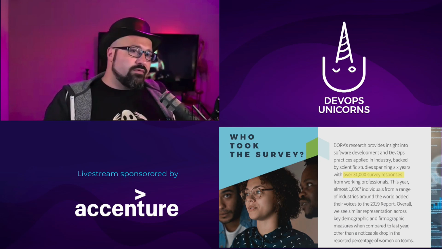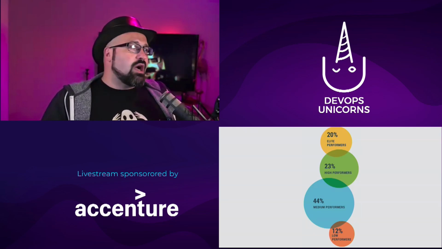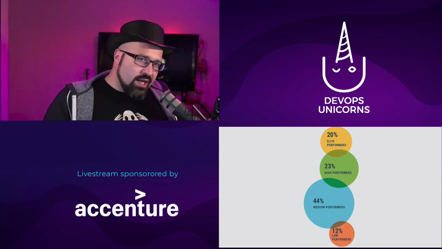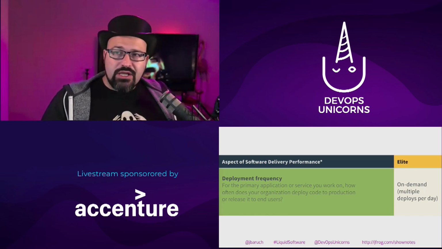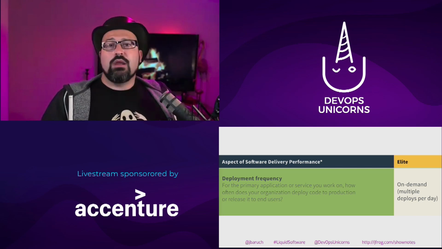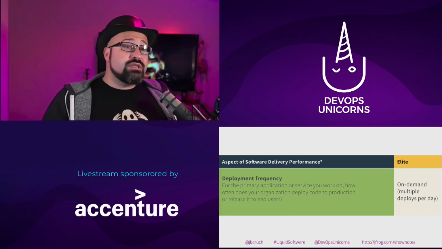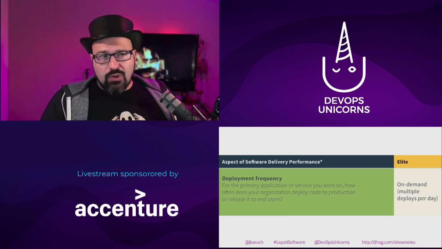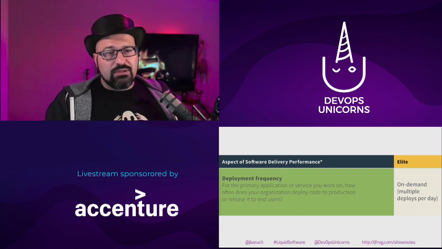And if you look at the results of the last year, 2019, you can see that 20% of the organizations are what the report calls the elite performers. Elite performers do DevOps right. One of the things that they do right is the deployment frequency. How often does your organization deploy code to production or release it to end users? And you can see here that the elite performers actually do it on demand. On demand means when it needs to be done. We have a new feature, let's deploy it. We have a security fix, let's deploy it. It's done immediately and can be done multiple times a day.